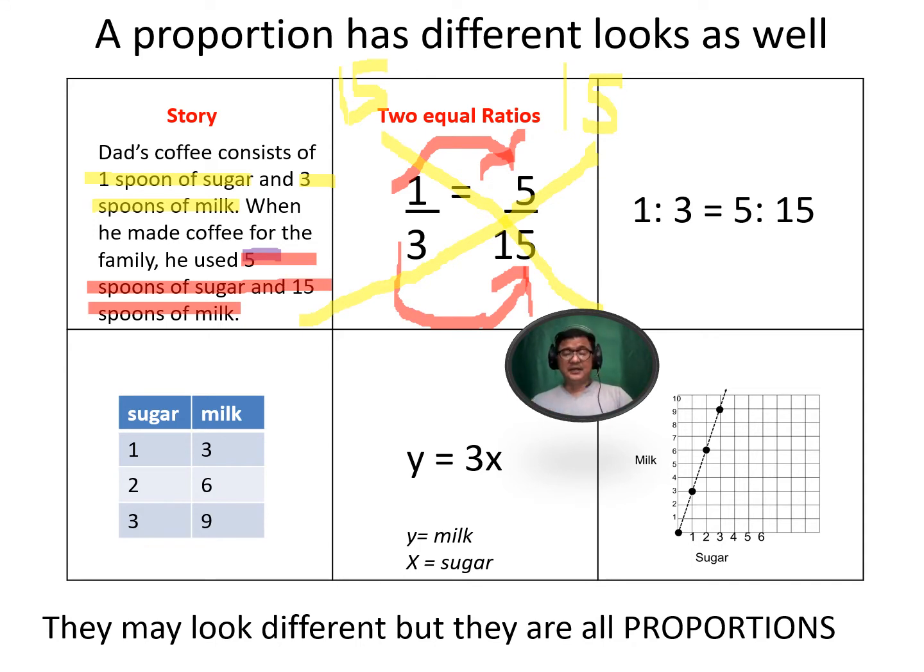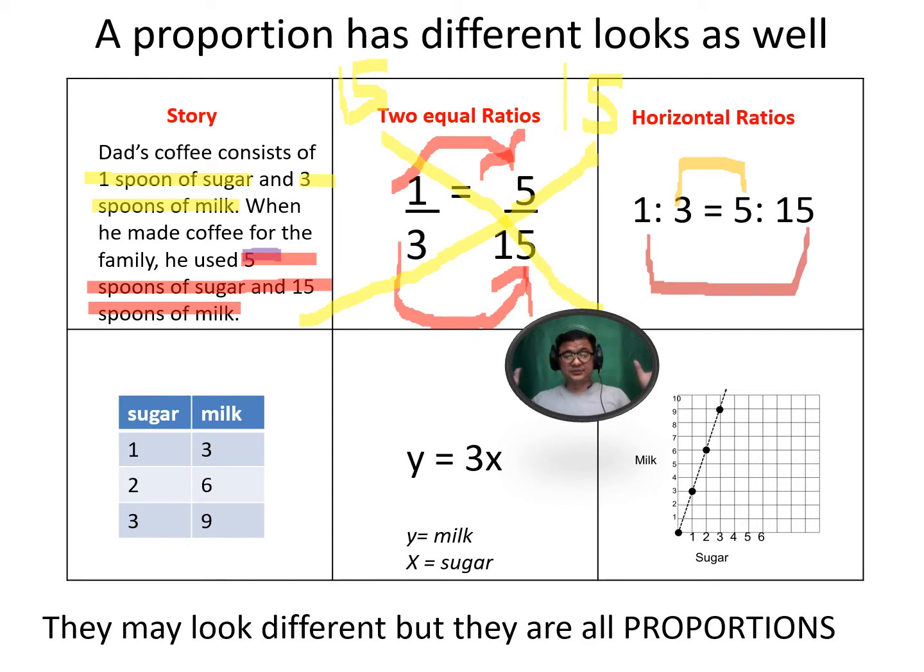Next, a proportion can also disguise itself as horizontal ratios which are equal to each other. It will have the colon sign. This is the colon sign. This one and that one. Now remember, for a proportion that looks like this, the middle numbers are called the means and the outer numbers are called the extremes. Remember, means, extremes.